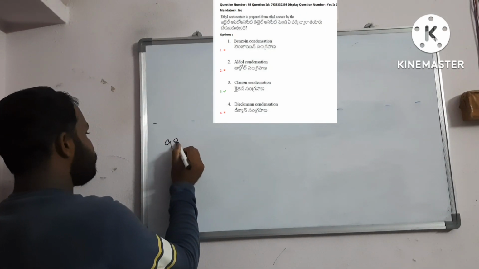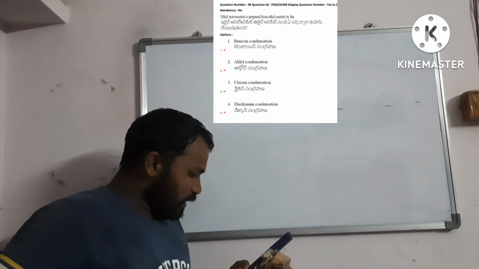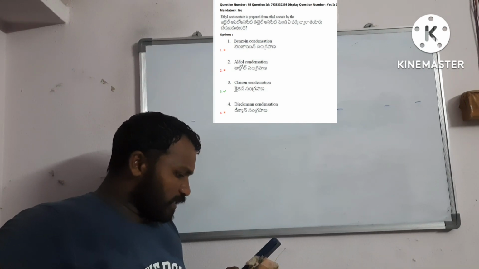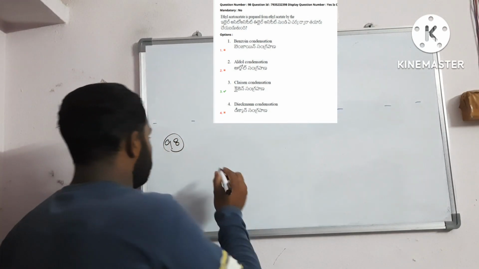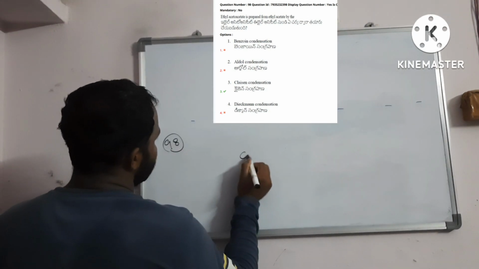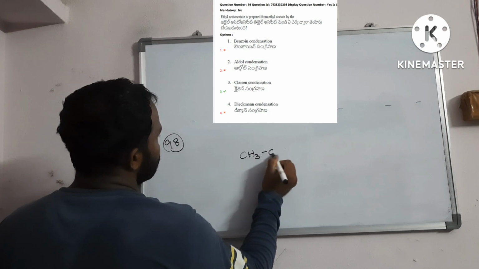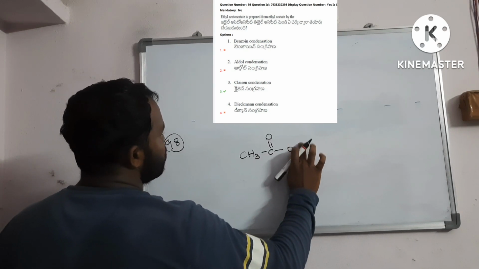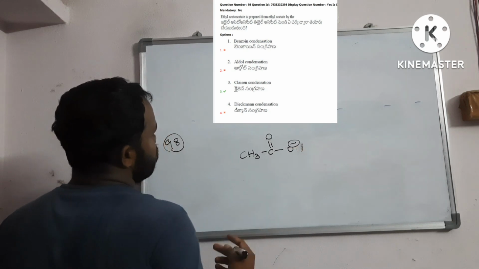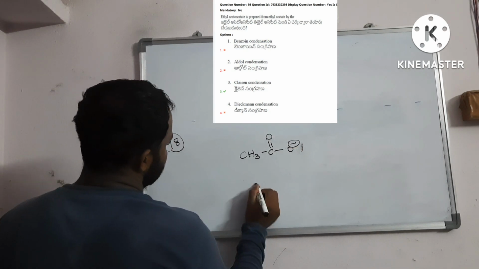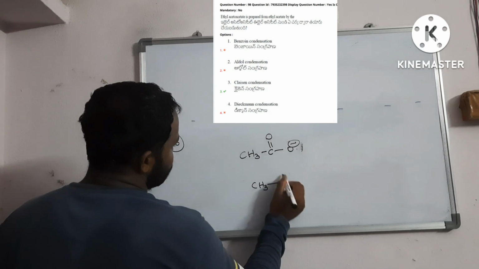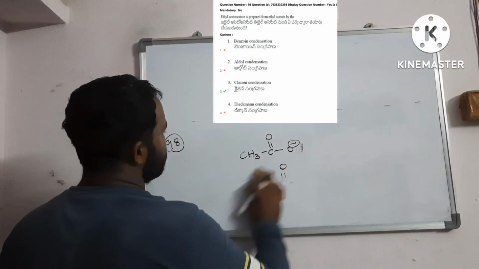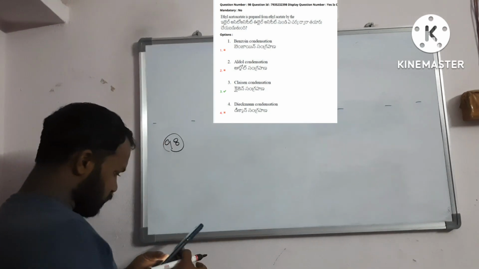Question 98. Ethyl acetoacetate is prepared from ethyl acetate. First you should know the difference between acetate, ethyl and aceto group. First I am writing acetic acid. If you remove this hydrogen, this is called acetate. This is called acetyl group. So you should write based on this. This is the concept I am going to write.